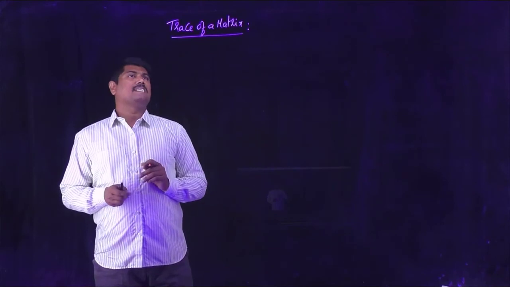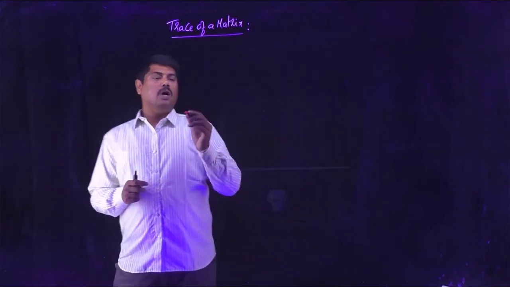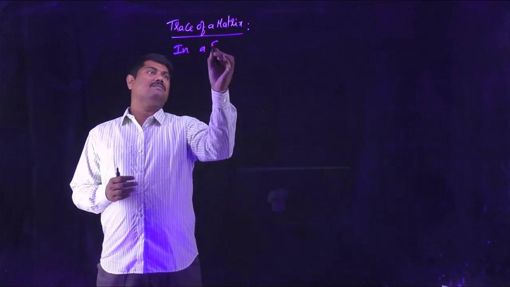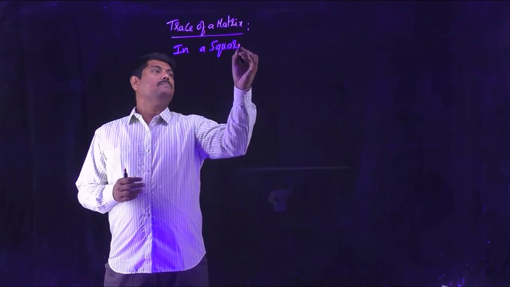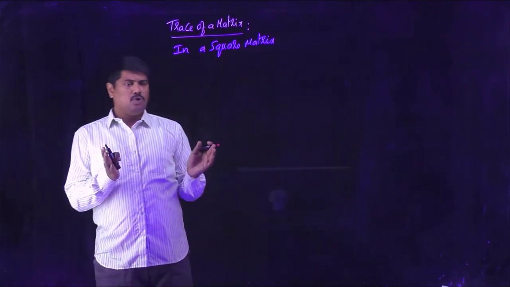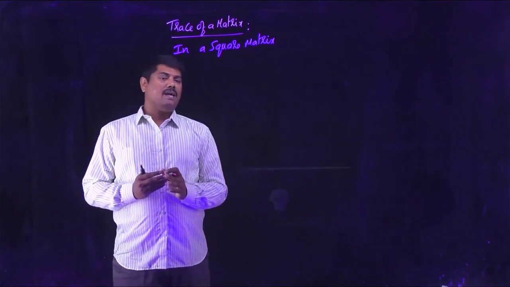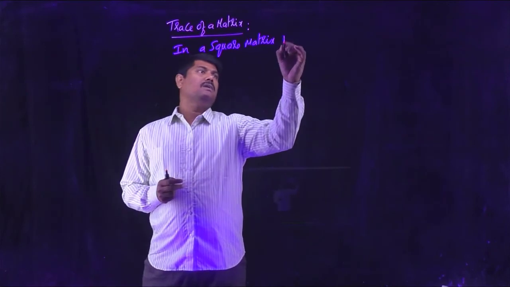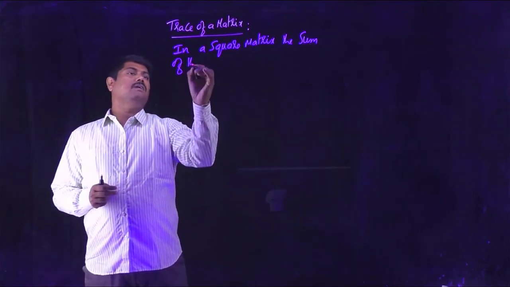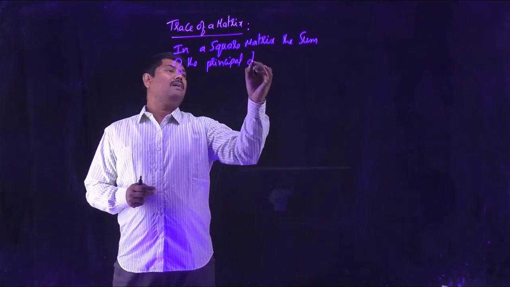Now let me explain the trace of a matrix. What is the trace of a matrix? Already we considered a square matrix. In a square matrix, we already discussed principal diagonal elements and non-principal diagonal elements. In a square matrix, the sum of the principal diagonal elements.